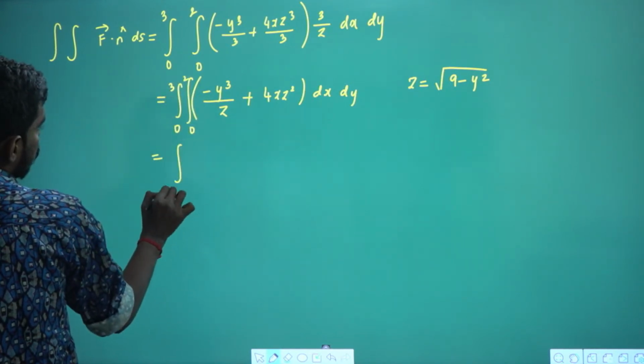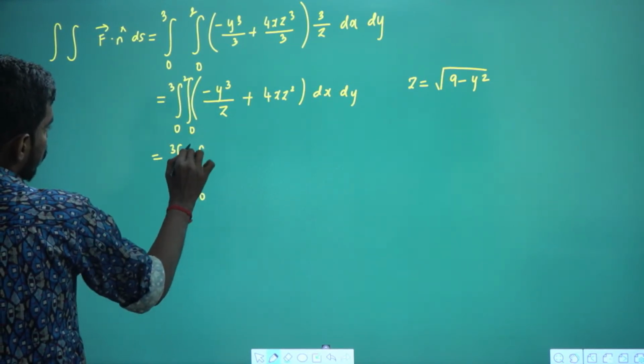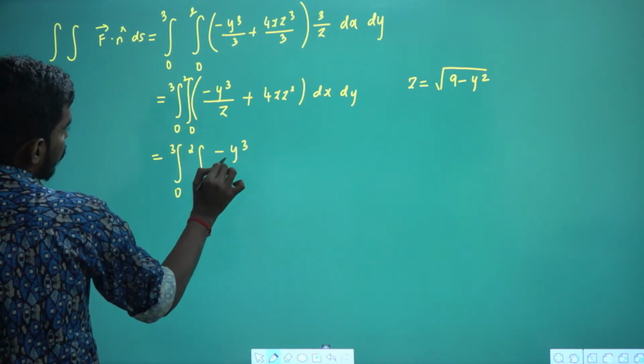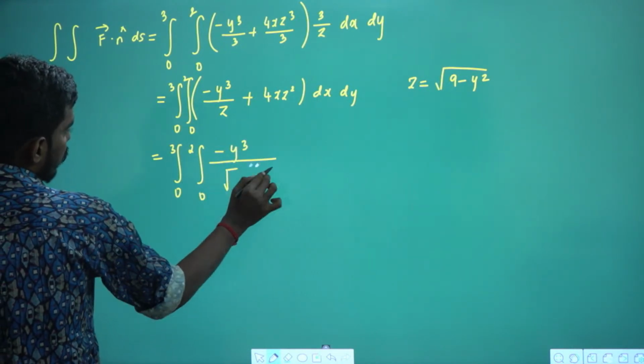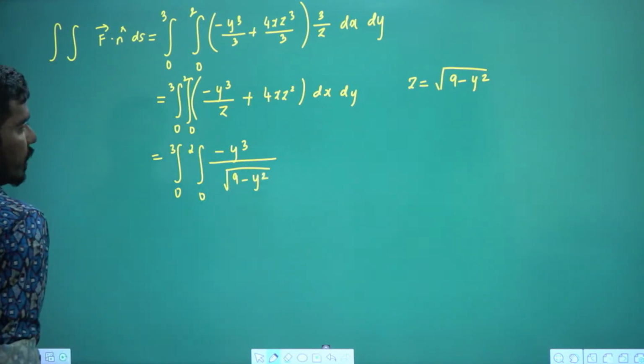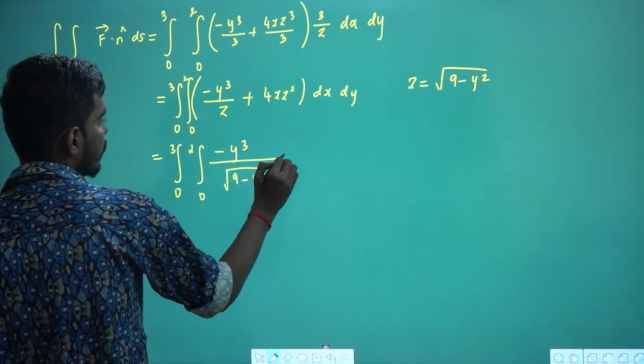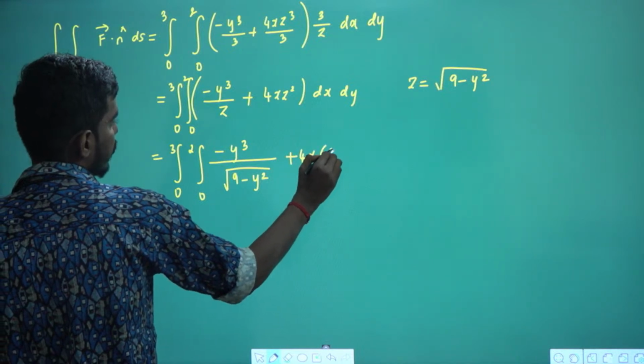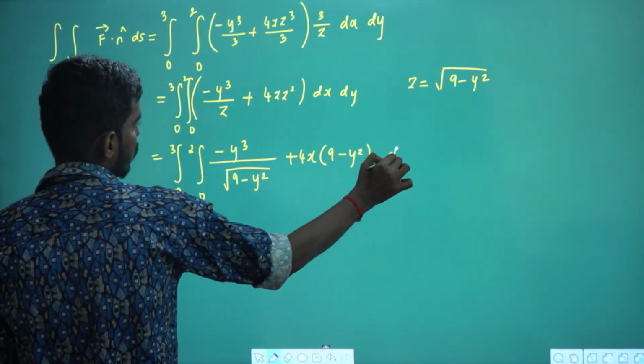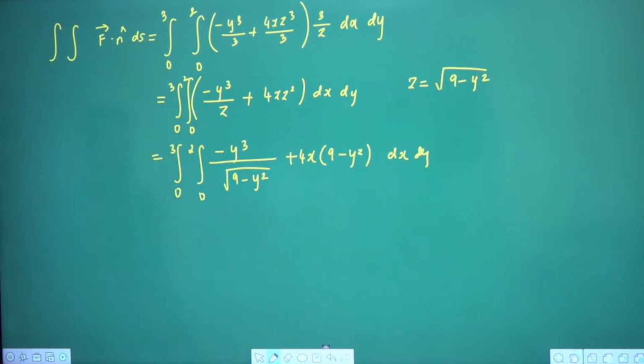So this will be integration from 0 to 3, 0 to 2, minus y cube divided by root of 9 minus y square. This is your z. 4x z square is 4x times 9 minus y square, dx dy. Right? Yes. Now we need to integrate with respect to x and then with respect to y.